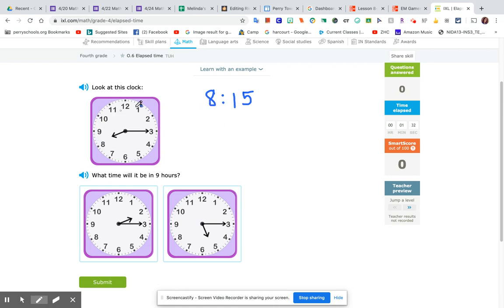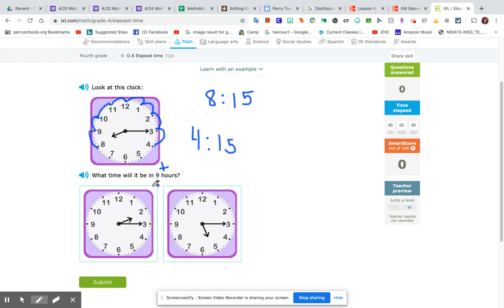I'm going to draw a picture. It's nice because the clock's already there. You could use your finger too. But if we're adding 9 hours, I'm going to start at 8. 1 hour later would be 9. 2 hours. 3 hours later. 4 hours later. 5, 6, 7, 8. That gets us to 4. And we didn't add any minutes. So just hours have gone by, meaning it's still going to be 4:15.